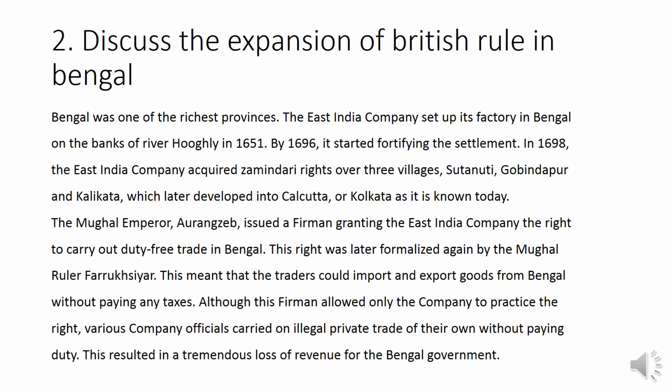The Mughal Emperor Aurangzeb issued a farman granting the East India Company the right to carry out duty-free trade in Bengal. This right was later formalized again by the Mughal ruler Farrukhsiyar. This meant that the traders could import and export goods from Bengal without paying any taxes. Although this farman allowed only the company to practice the right, various company officials carried on illegal private trade of their own without paying duty. This resulted in a tremendous loss of revenue for the Bengal government.